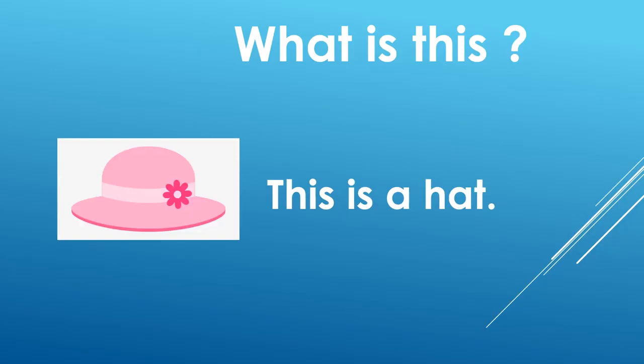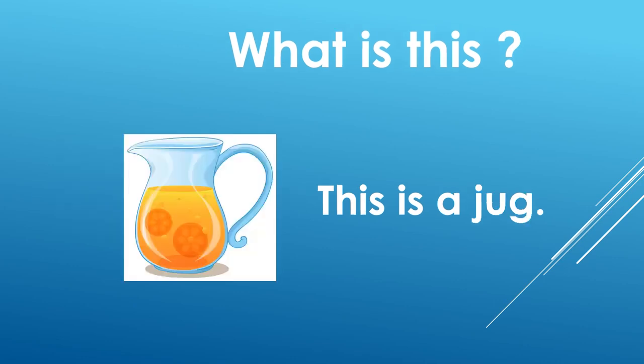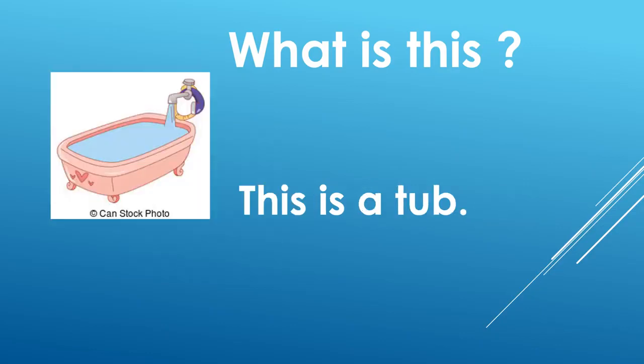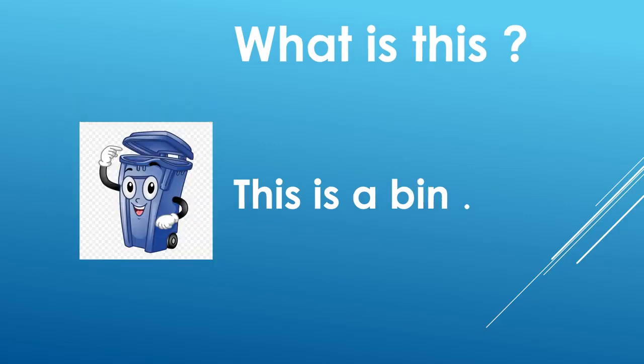Let's look at the next picture. What is this? This is a hat. Next picture. What is this? This is a jug. Let's look at the next picture. What is this? This is a tub. Next picture, how will we frame this sentence? What is this? This is a bin.